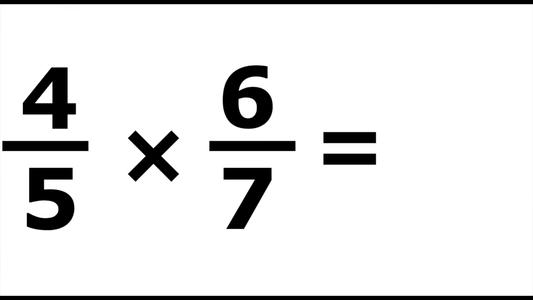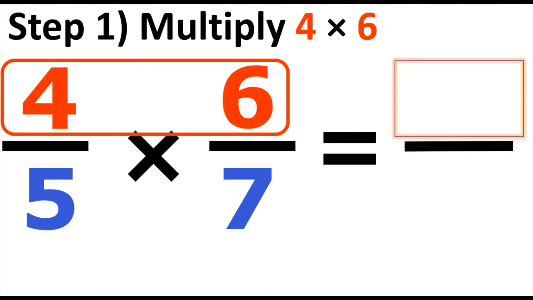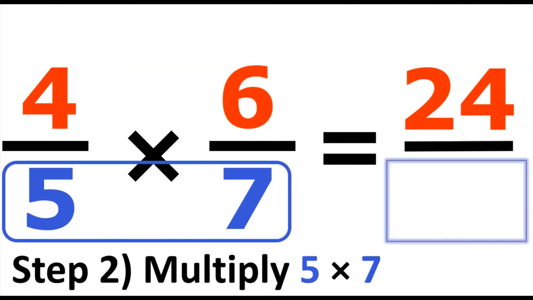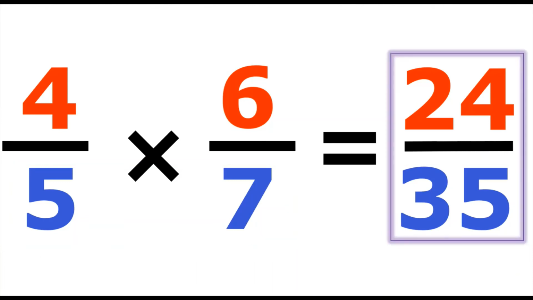Number 18. We have 4 over 5 times 6 over 7. We multiply up top, straight across, the 4 times 6, which gives us 24. At the bottom, we multiply straight across. 5 times 7 gives us 35. So there is 24 over 35.